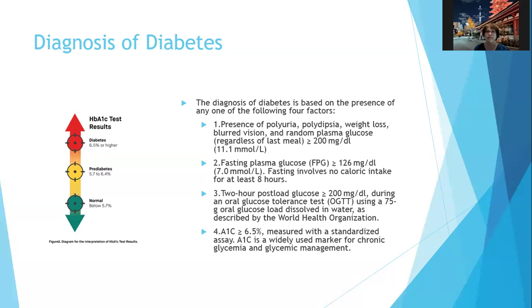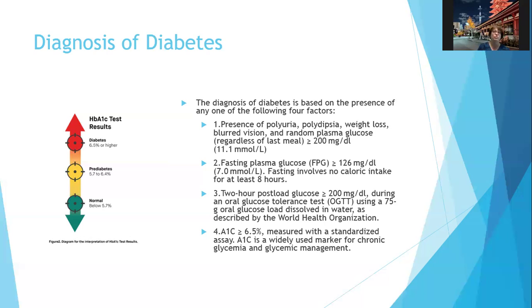If you have random high glucose without eating, well, then that's a sign. If your fasting plasma glucose is greater than 126 milligrams per deciliter, you have to be fasting for at least 8 hours and your glucose is still high, that's an indicator. They do a glucose tolerance test where you load glucose, and if 2 hours post the glucose load, your glucose level is still greater than 200 milligrams per deciliter, then that is indicative of diabetes.